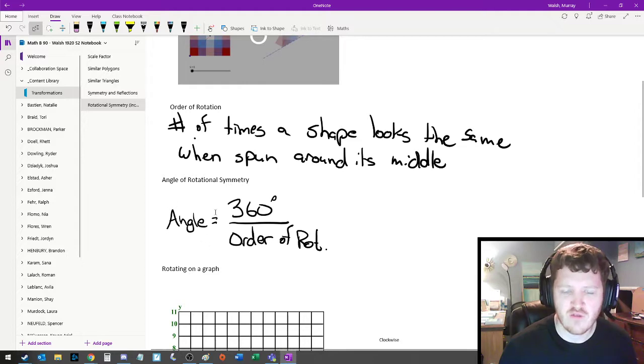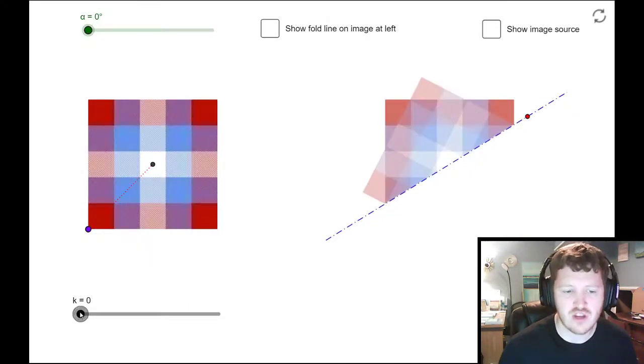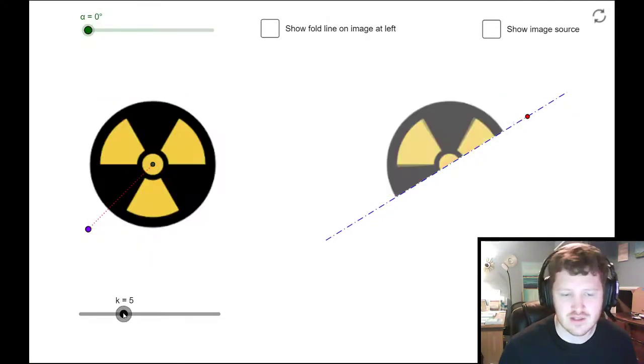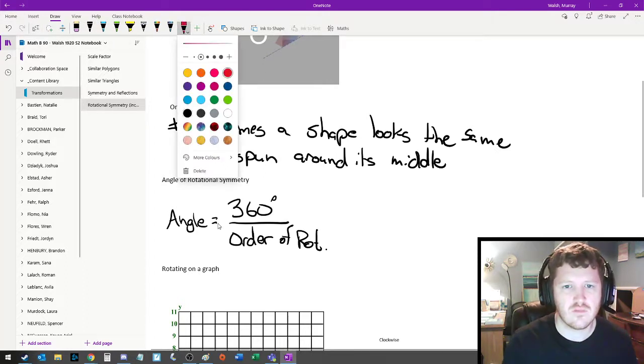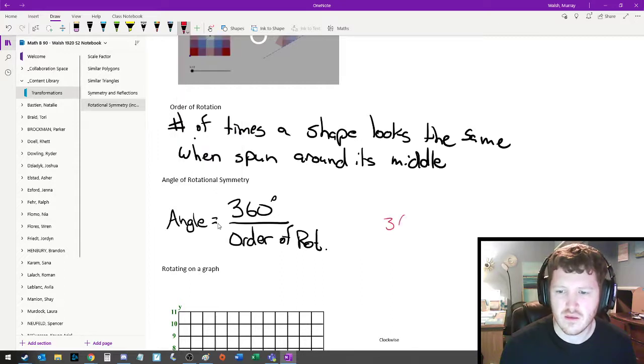So if we ever want to find what that angle is, how much I need to rotate a shape, if we look at this example, how much do I have to rotate this one in order for it to match up? What is its angle of rotation? We take its order of symmetry, which in this case was 3, and we go 360 divided by 3. So if we just do it in red, 360 divided by 3 is going to be 120 degrees.